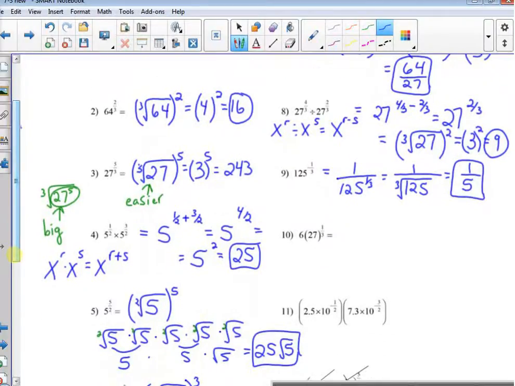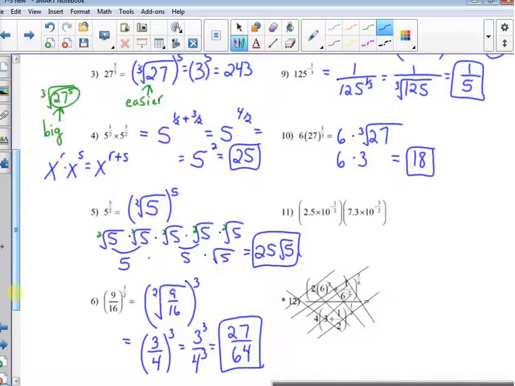Number 10, we want to do the multiplication second. We want to do the exponent first. So 6 times 27 to the 1/3 would be 6 times the cubed root of 27 to the first, which is 6 times 3, which is 18.